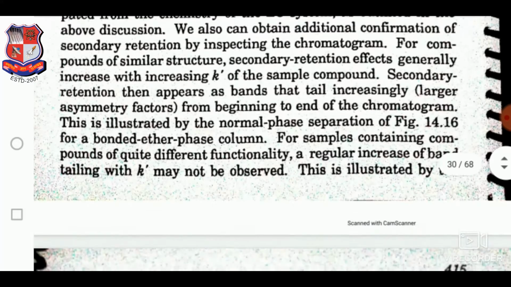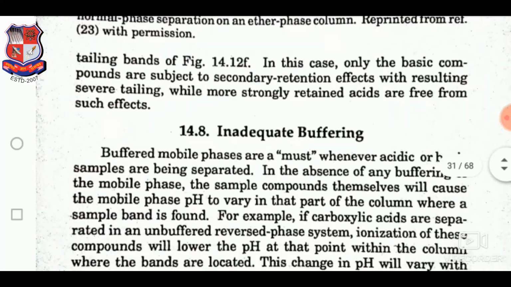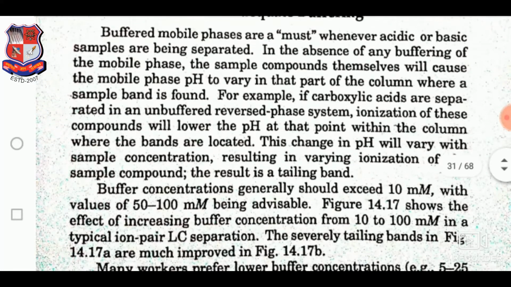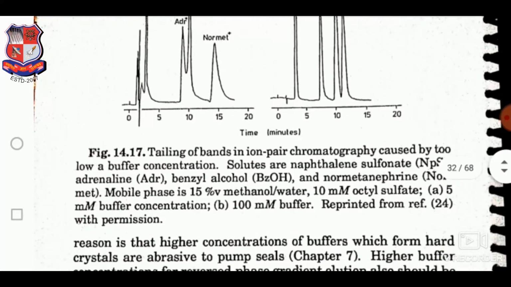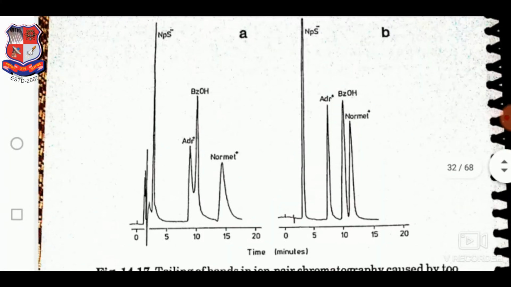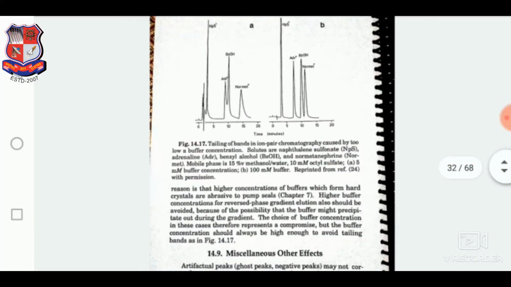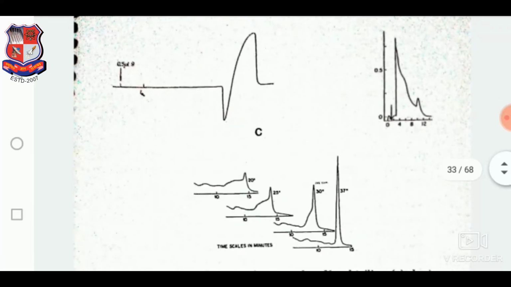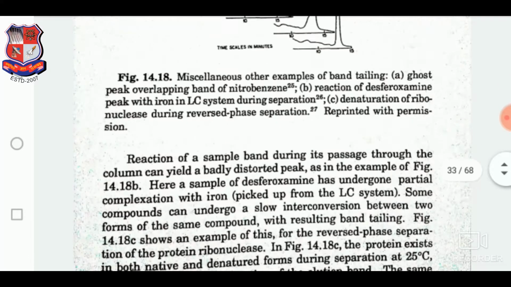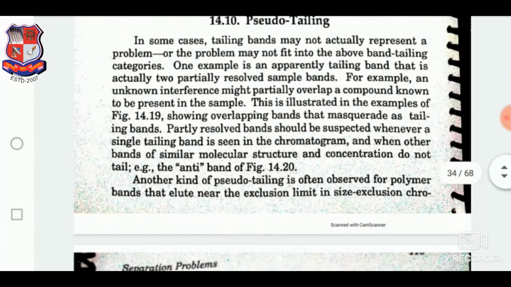Diagnosing secondary retention problems. These are other chromatograms. Inadequate buffering may be a possible cause. These are other chromatograms showing tailing of bands. Miscellaneous and other effects: these are the other effects and their possible causes. These are the diagrams.